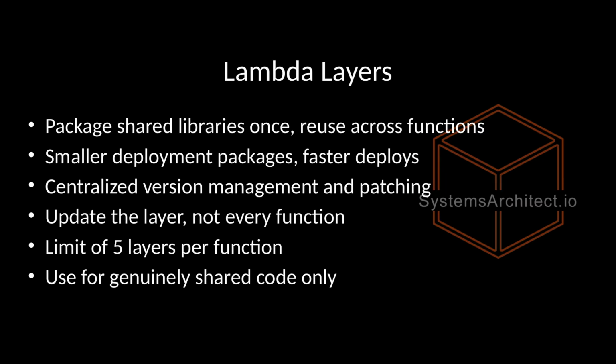2. Lambda layers. Lambda layers let you package common libraries once and share them across many functions. This shrinks each function's package size, speeds up deployments, and centralizes version management. When you patch a shared dependency, you update the layer instead of redeploying every function by hand. Keep in mind, a single function can use at most 5 layers.